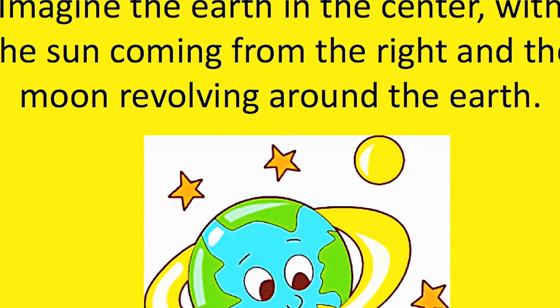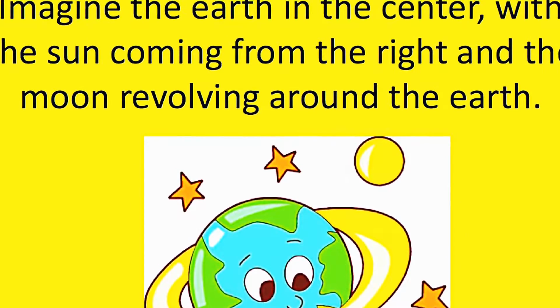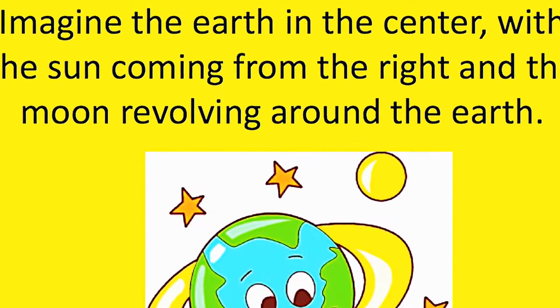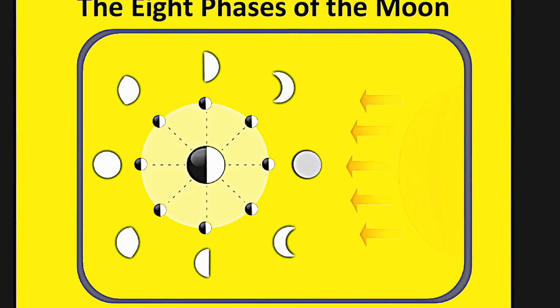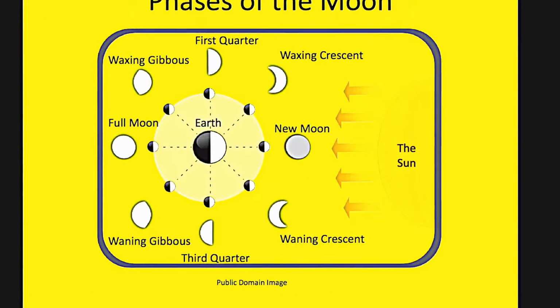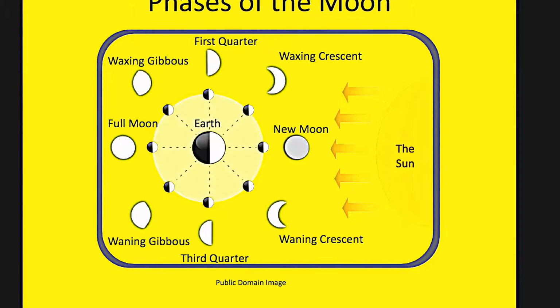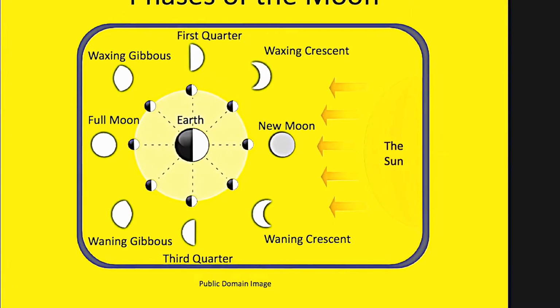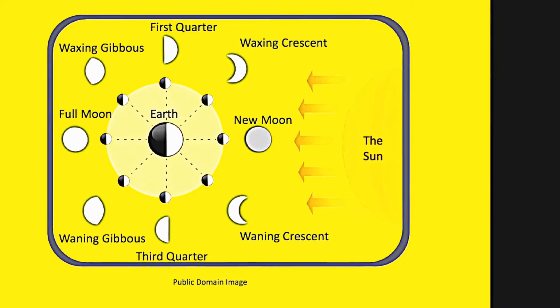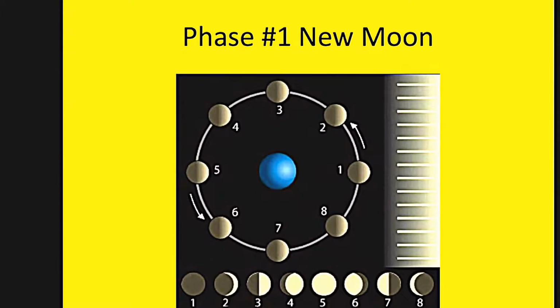Imagine the Earth in the center, with the Sun coming from the right and the Moon revolving around the Earth. The lunar month is the approximately 29.5 days that it takes to go through the 8 phases from one new moon to the next. In phase 1, the new moon, the moon is between the Earth and the Sun. We actually see no moon because the Sun is not lighting up the moon at all.